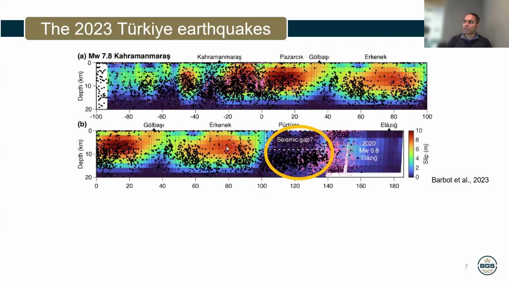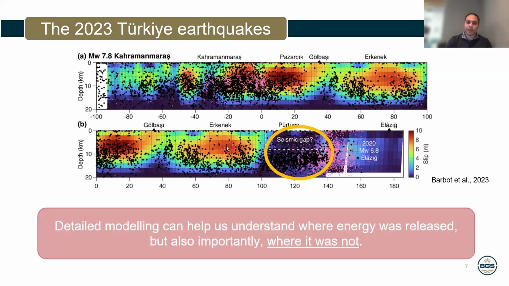If I were in the prediction business and I was asked, where do you think the next earthquake could happen on this fault? I'd have said there. And in fact, a year later, this is where another magnitude 6.6 odd earthquake happened and filled in that gap. So this kind of detailed modeling can help us understand where earthquake strain energy was released, and also importantly, where it was not released and where there's potential for a future earthquake.